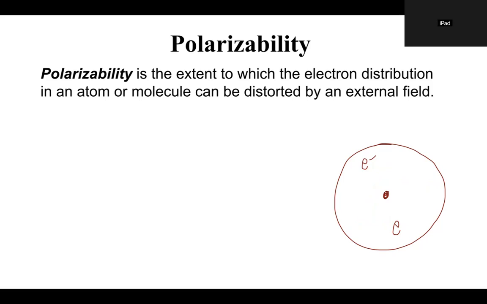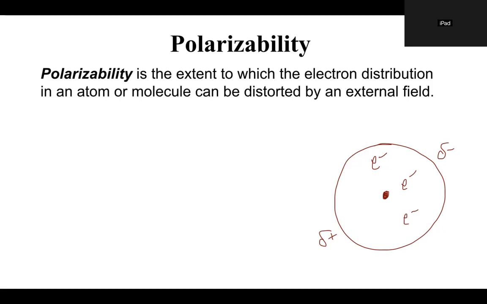What happens if we have an electron here at a given time, an electron here at a given time, an electron here at a given time? In that instant, we're going to say that we actually have a partial negative here, and in an instant, we have a partial positive here. This can either happen naturally or it can be induced by something polar nearby.